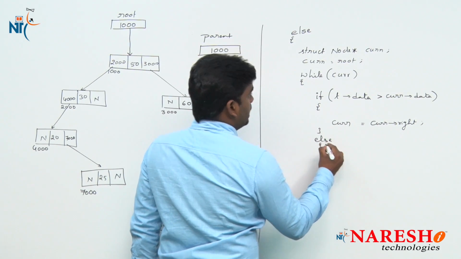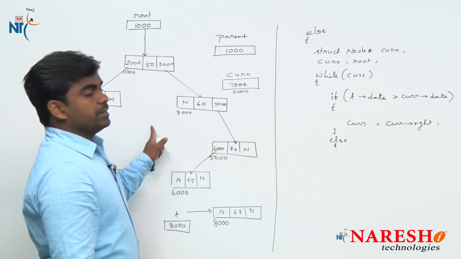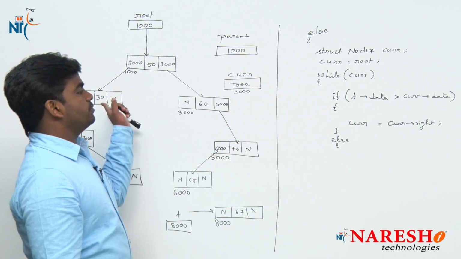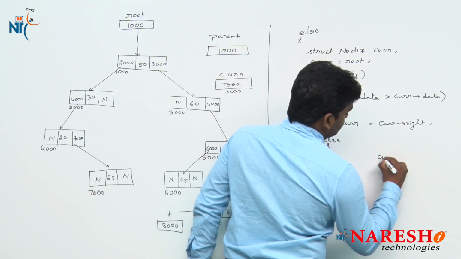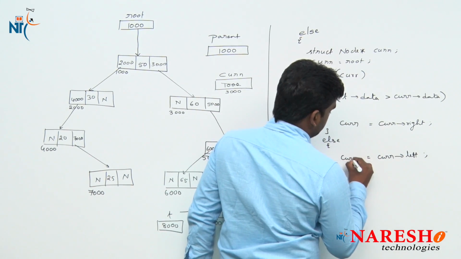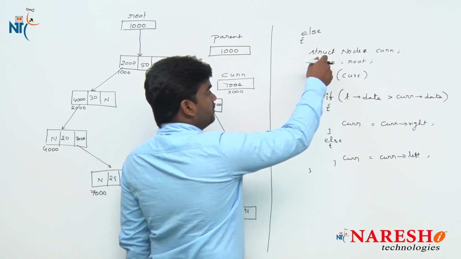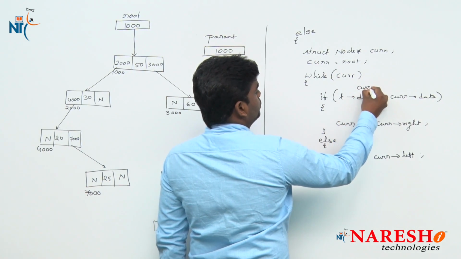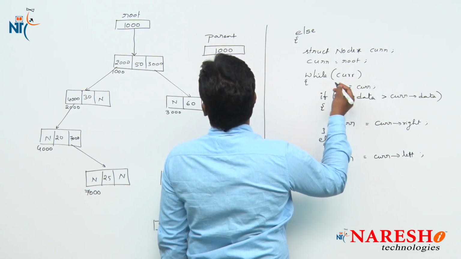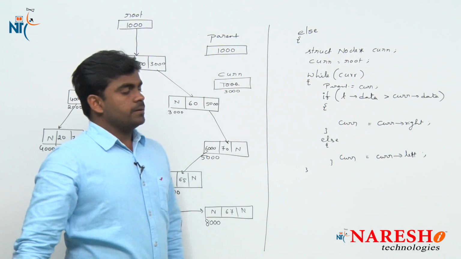Else left value. What is that left value? If it is a lesser value, then 2000 will be stored. Simply current to left value will be stored into current. But every time whenever we are storing, that current value is assigned to parent, because we are finding that parent value. P is the parent, you can write P. So current value is 1000.